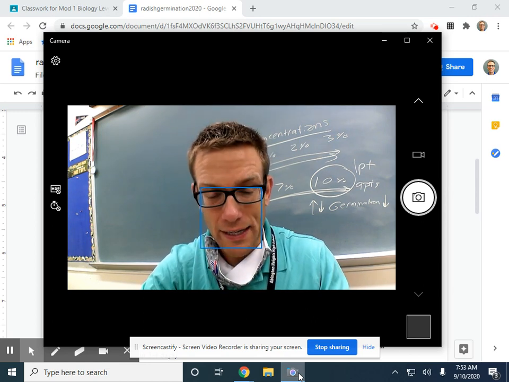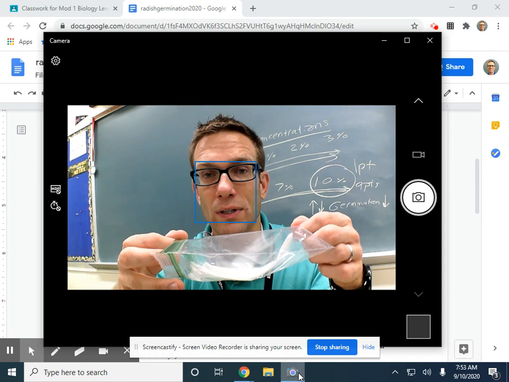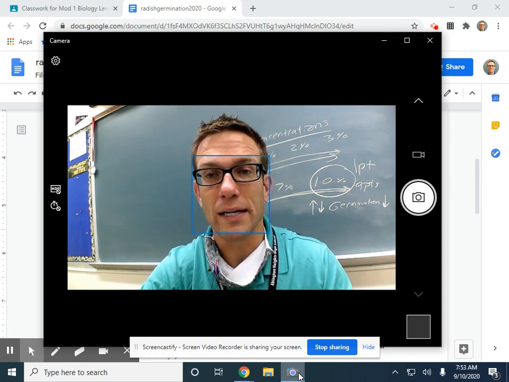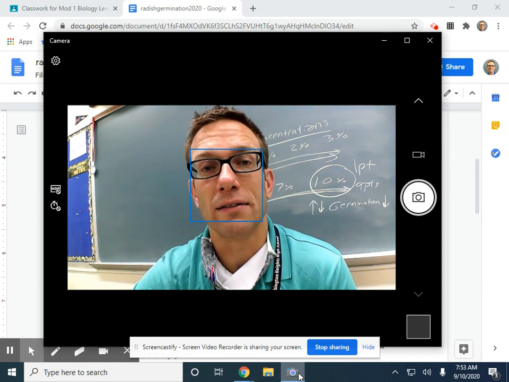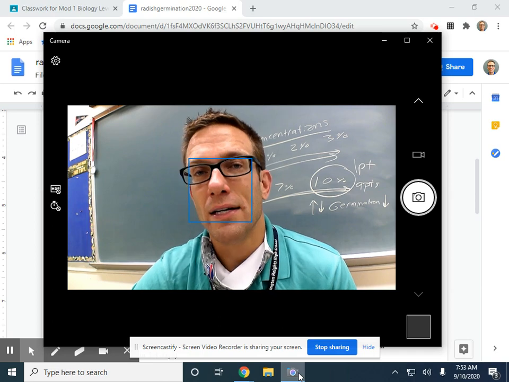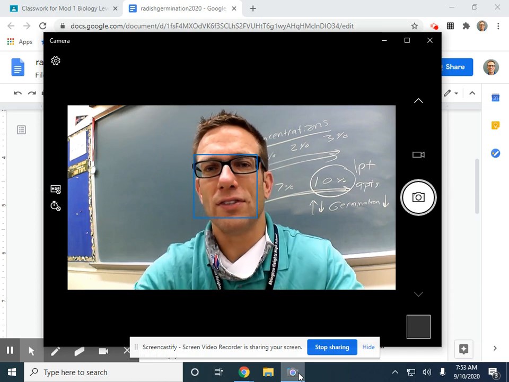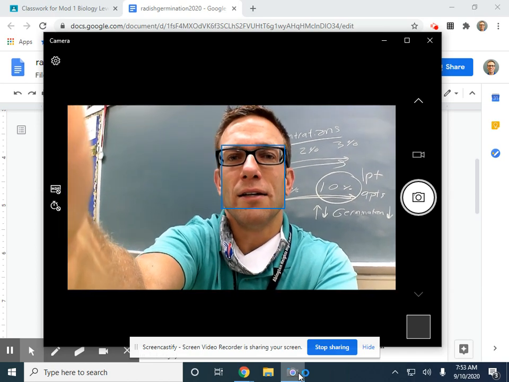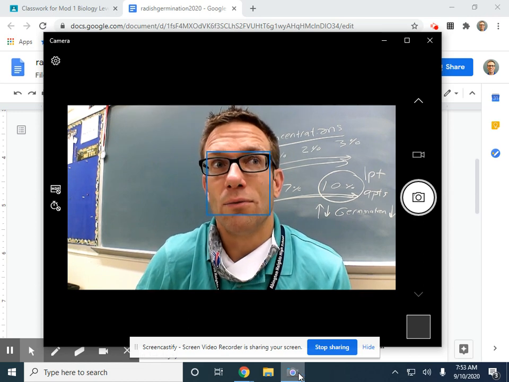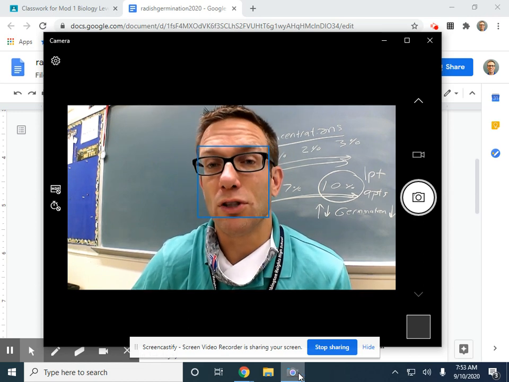Okay, so by making our bag not soaking wet, we're giving good conditions for our seeds to germinate, but we're trying not to grow fungus because they'll kill your seeds, and then you won't know if they ever germinated. You're just going to see some fuzzy stuff growing around your seeds, and you're going to have no idea would that seed have germinated or would have not have germinated.